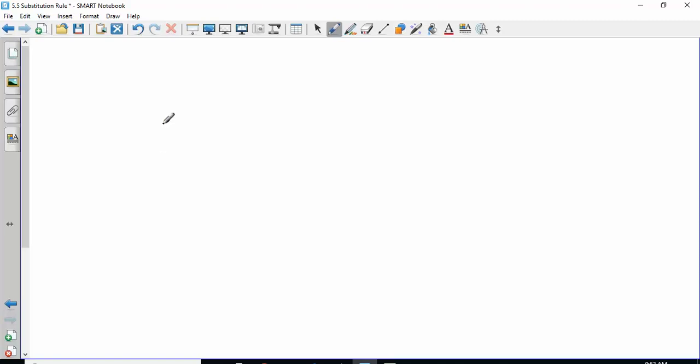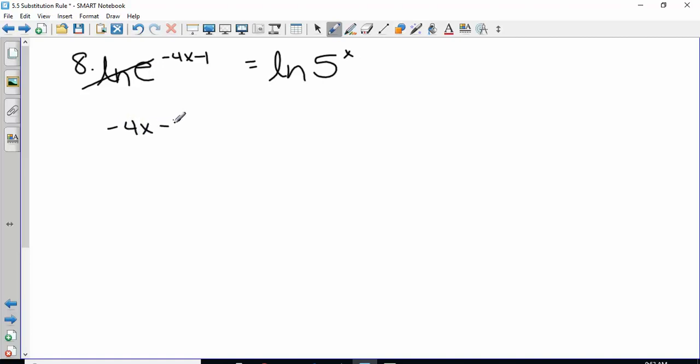8 is very similar. So when I look at this, can I get a common base? No, so we add logs. When we have e, what do we use? Natural log. You don't have to, but it makes things easier because anytime you have a natural log and an e, they drop. So we have negative 4x minus 1 equals x natural log of 5. You need all of your x's on one side, so we have to add over the 4x.